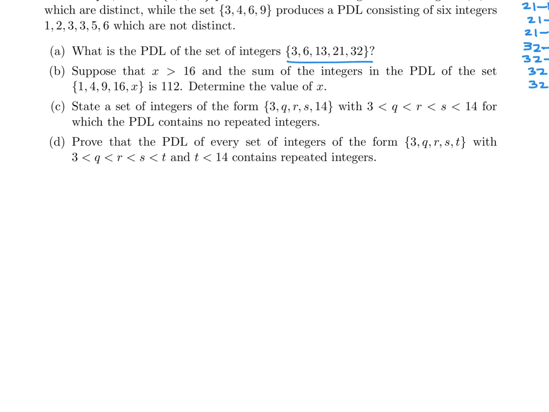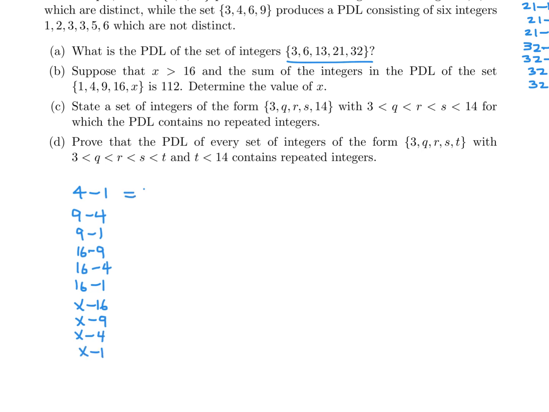B, suppose that x is greater than 16 and the sum of the integers in the PDL set of 1, 4, 9, 16, x is 112. Determine the value of x. Okay, so pretty much we're doing the same kind of story. 4 minus 1, 9 minus 4, 9 minus 1, 16 minus 9, 16 minus 4, 16 minus 1, x minus 16, x minus 9, x minus 4, and x minus 1.